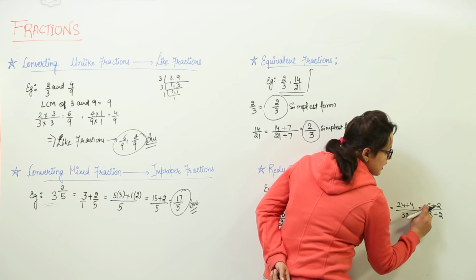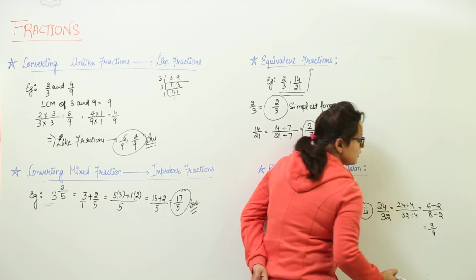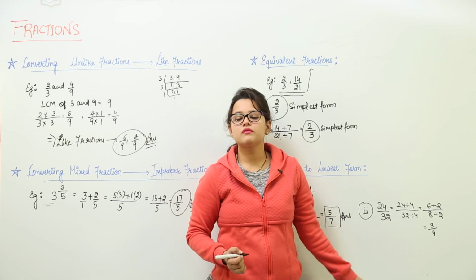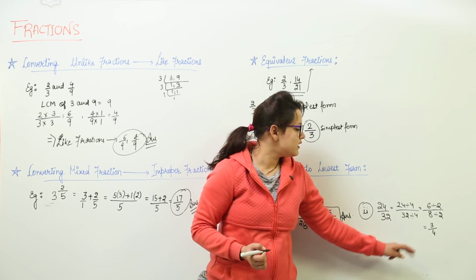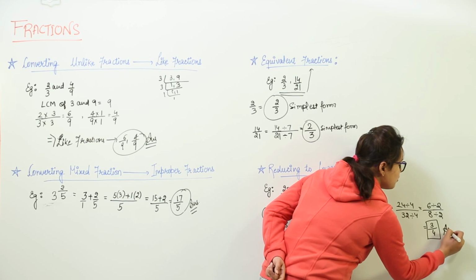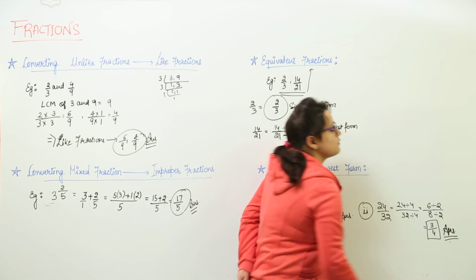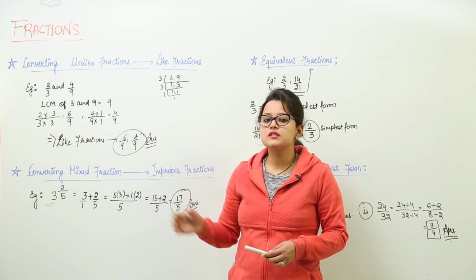What will we be getting after dividing? We will be getting 3 upon 4. Now you can check 3 upon 4 further does not have any other common factor other than 1. So we leave the answer here only, and this will be known as our lowest form representation, right? So these were the questions based on fractions that you can get.